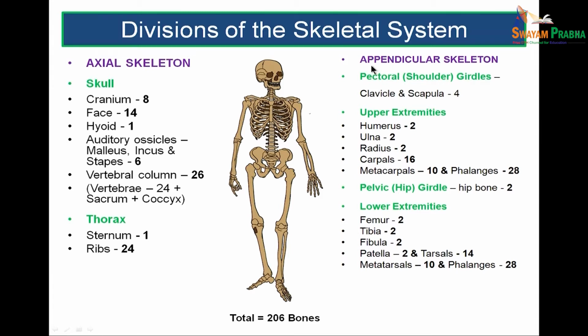If we talk about the appendicular skeleton, the appendages are the limbs. So these are bones which connect the limbs to the trunk. So the pectoral or the shoulder girdle with the upper limb bones and the pelvic girdle with the lower limb bones. All these make a total collection of 206 bones.